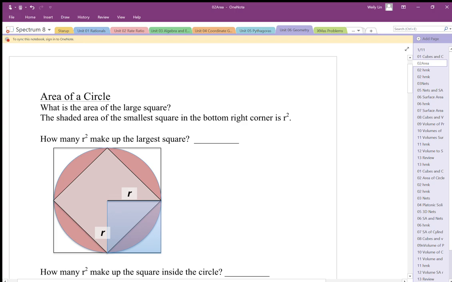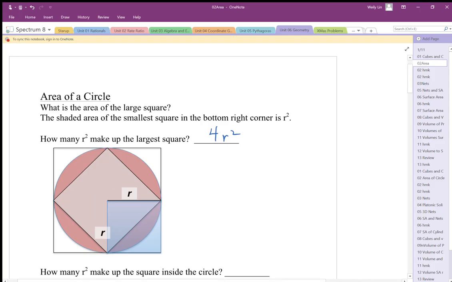If I look at the square on the outside of the circle, which is clearly too big, we can see that the white square on the outside has 4 squares. 4 of those r squares make up that large square. Okay, and that's too big. That's too much area for the circle.